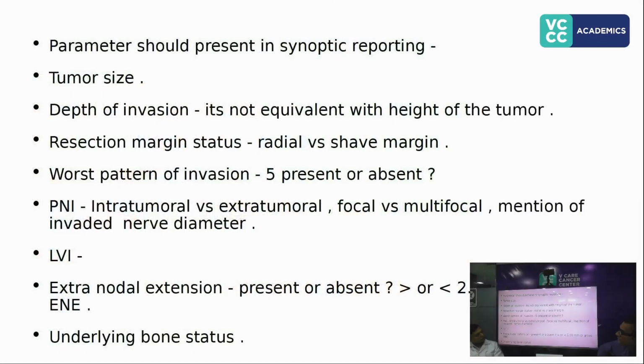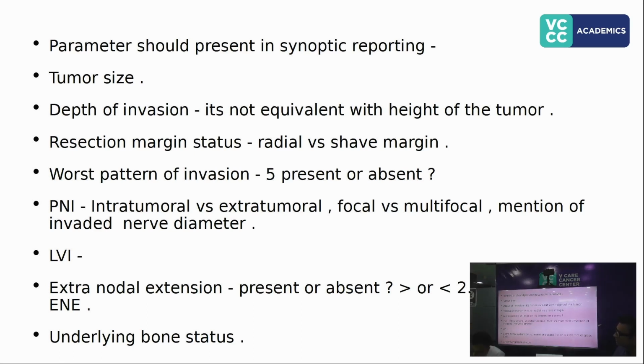Now the third thing that is also important is the WPOI, the worst pattern of invasion. It means whether cluster type 5 is present or absent. WPOI type 5 means clusters of tumor cells which are at least 1 mm away from each other. So WPOI type 5 present is a bad prognostic marker. If it is present, then the chance of local recurrence is high, and the chance of nodal metastasis is high.